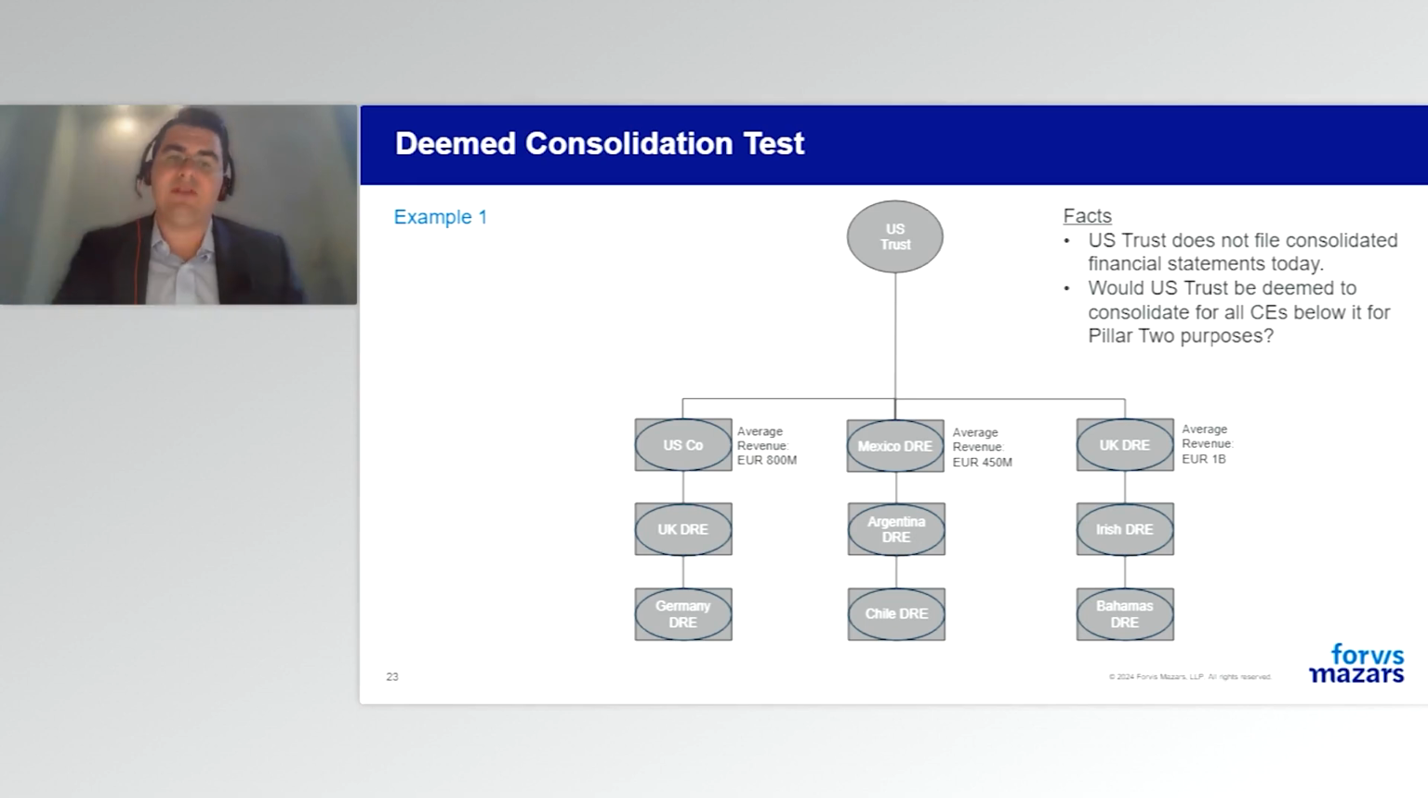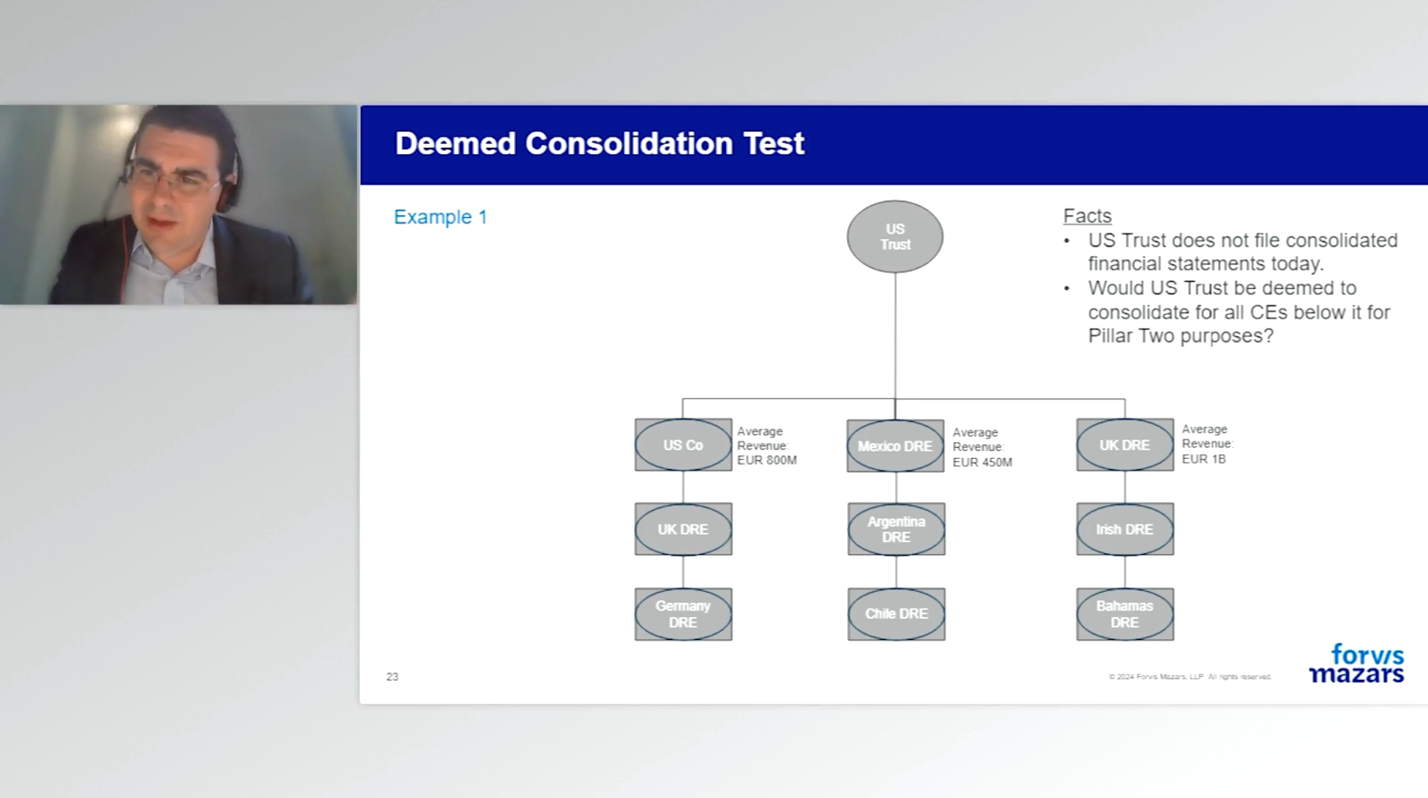So why is it important? Just to articulate an example, let's say I've got a U.S. trust that does not file consolidated financial statements today. Let's say this is just somebody's trust, and they own multiple different businesses that are very different from each other. Let's say they have a U.S. company with average revenue of 800 million. Let's say it's in the car manufacturing space.